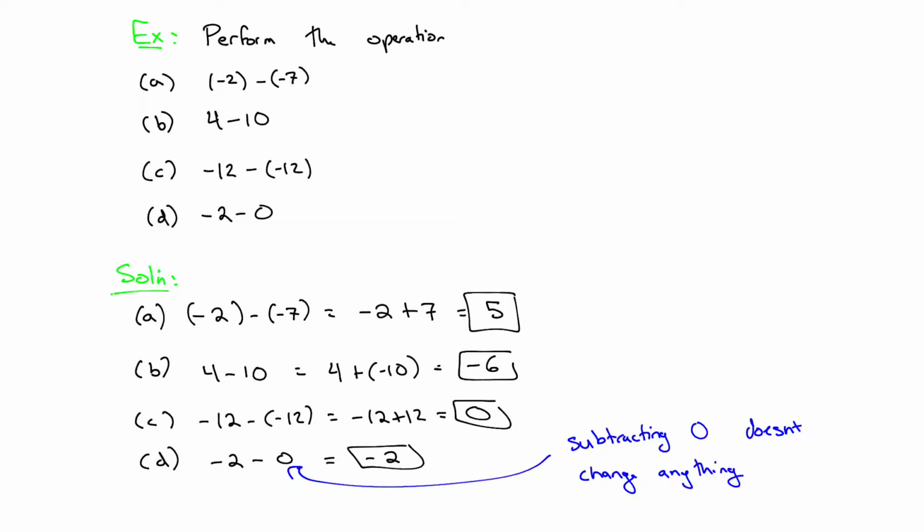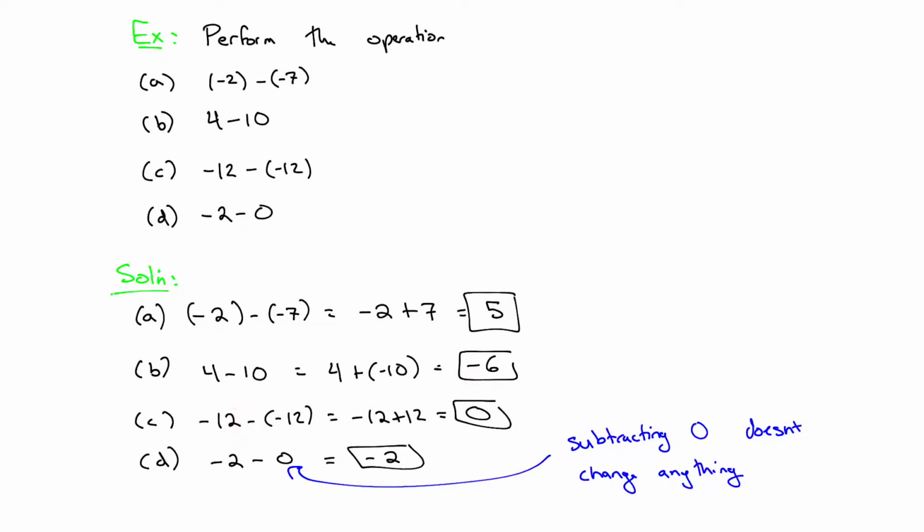So, part B, 4 minus 10 is the same thing as 4 plus negative 10. That's two numbers that are being added with unlike signs. One's positive, one's negative. We'll do the natural subtraction, which would be 10 minus 4, and that would give you 6. And we keep the sign of the larger number, which would be the 10. So the 10 has a negative sign, so we're going to make this negative 6.